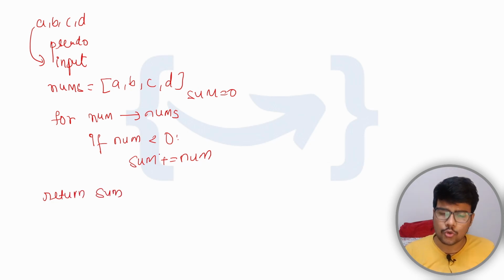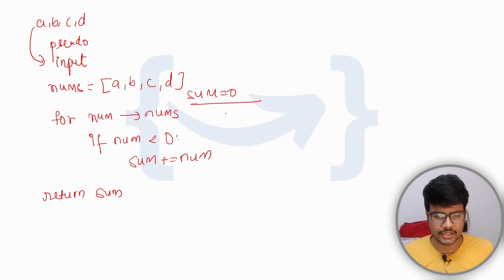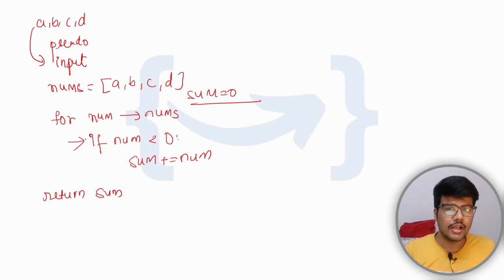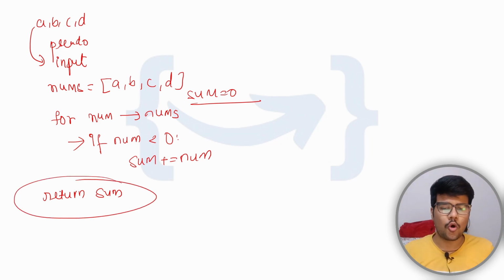So if there are no negative values, then sum would be 0, so we can return it as it is. But if it contains any negative numbers, this if condition will fetch that number and add it to our sum, and we will get our sum in the end. So it was a very easy question, guys.